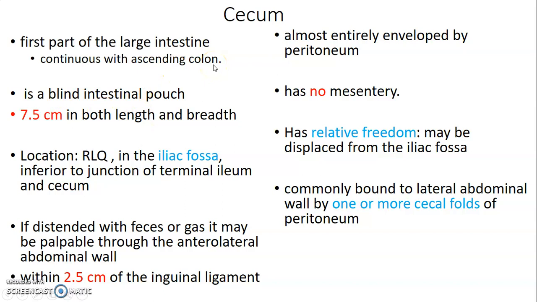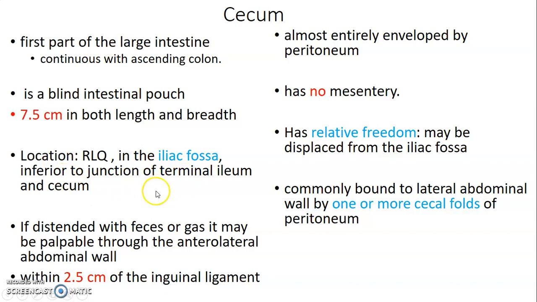So the cecum is just a blind pouch and measures 7.5 cm in length and 7.5 cm in breadth. It's located in the right lower quadrant, mainly in the iliac fossa. This cecum is inferior to the junction of the terminal ileum. Yeah, the location is inferior to the junction of the terminal ileum and the cecum.